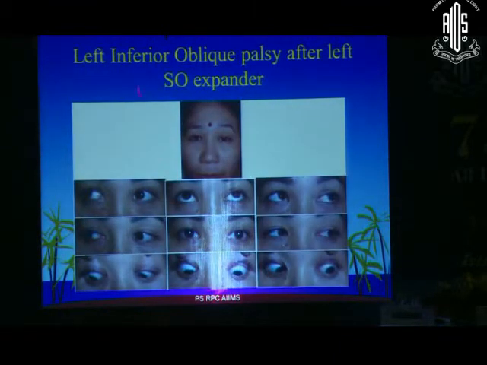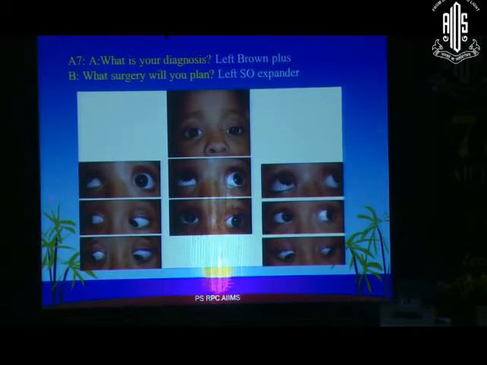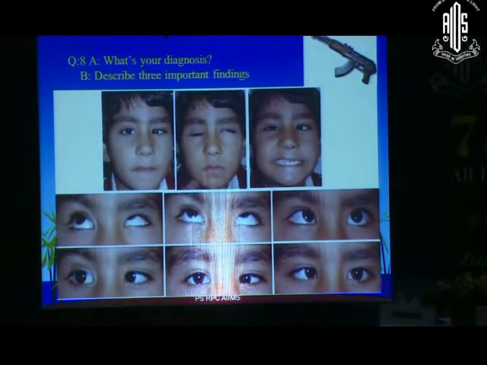Now this is the lady in whom the inferior oblique palsy was there, and we did a superior oblique expander, and she now has improved elevation. This is a case of limitation of elevation in adduction, a Brown syndrome with a chin up position. So what you need to do is a surgery for that once you have diagnosed.